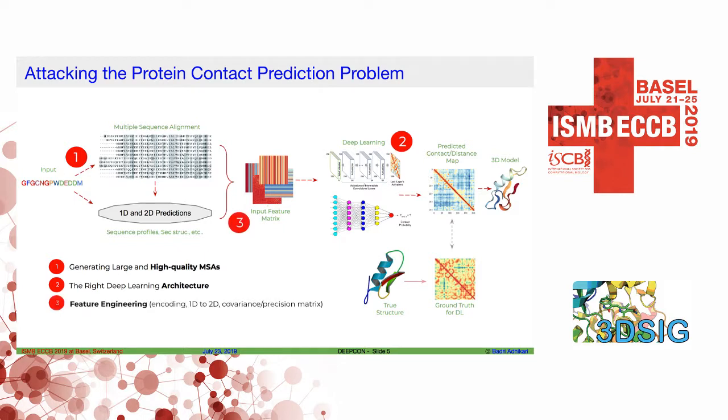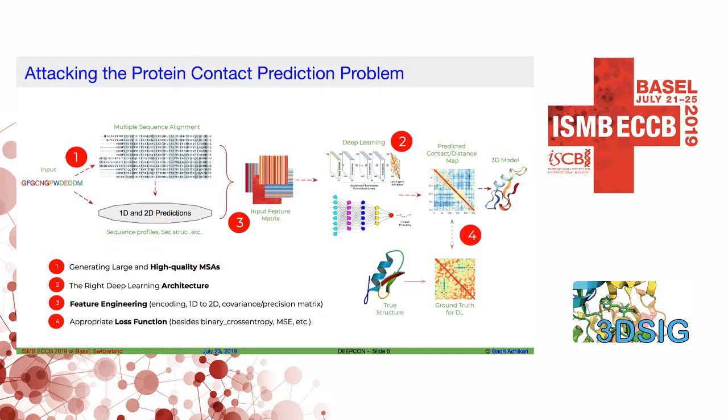The next place we can attack is feature engineering. In yesterday's talk, we saw that some groups discussed encoding. So that's one way we can do some feature engineering. How do you convert these sequence features to 2D? Whether we should calculate covariance or precision matrices. All of these techniques, where we prepare the input data in a way such that the deep learning model finds it easy to learn, would be another place to attack.